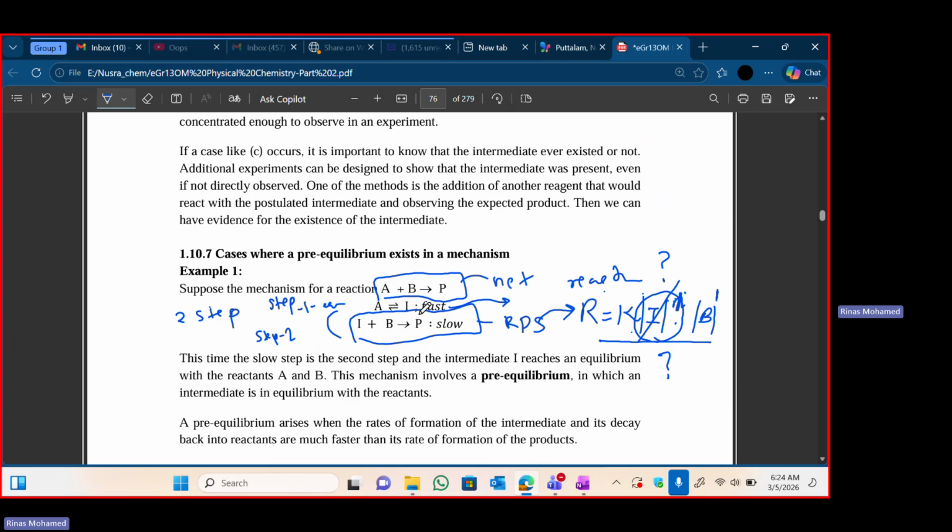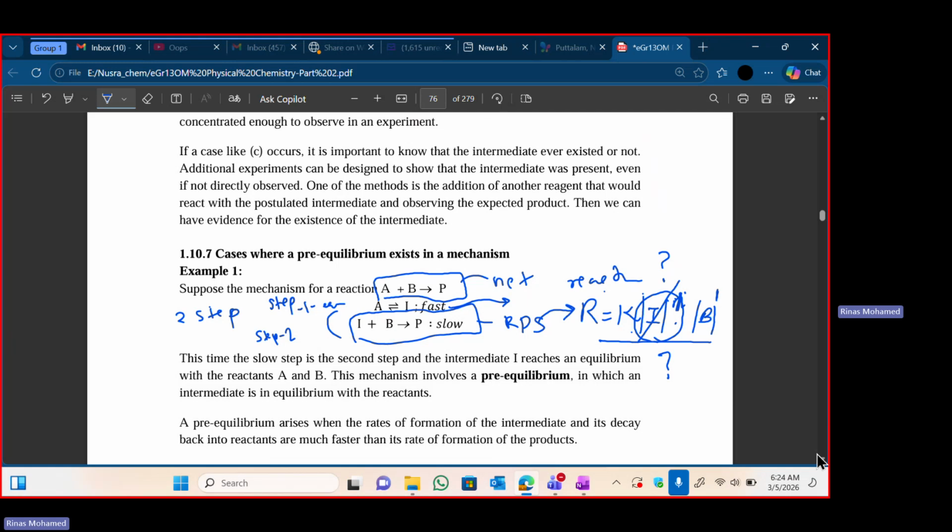Because the first step is faster, the second step is slower. The faster step is the reversible step, where an intermediate is formed, and that intermediate reacts with another reactant to give the product. Then the second step is the RDS, that means the slower step. So the overall rate law we can write with that slower step: R equals K into I to the power 1 and B to the power 1. Then I we cannot express in the rate law because this is an intermediate, and how can I replace that one?